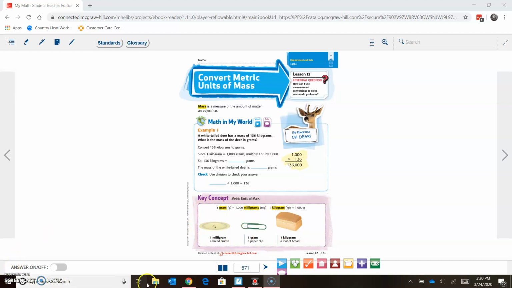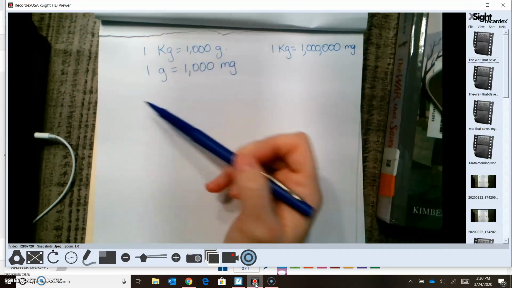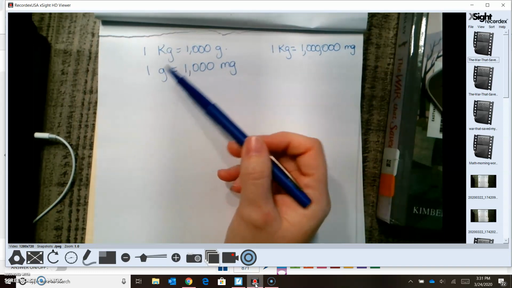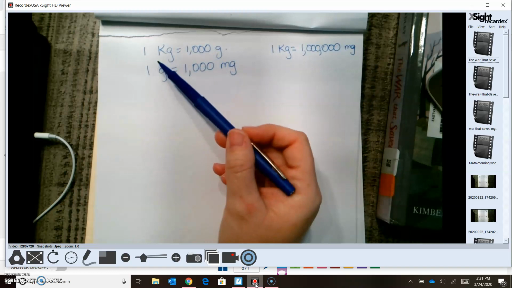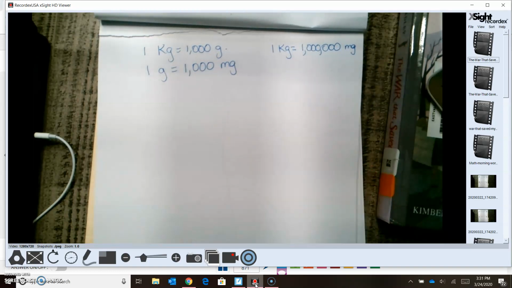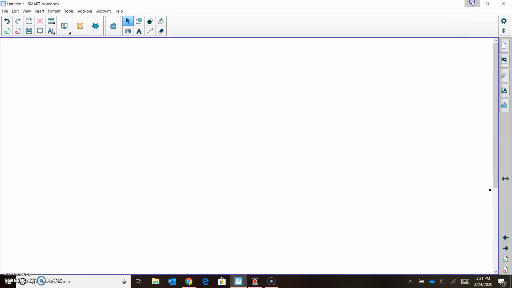Okay, so what I would encourage you to do is take a piece of paper, which I have here, and write down those three measurements that I gave you. There's 1,000 milligrams in a gram, 1,000 grams in a kilogram, and 1,000,000 milligrams in a kilogram. Okay, so that you have those handy. Now, back to our page.